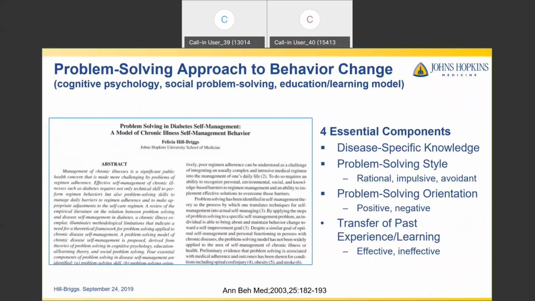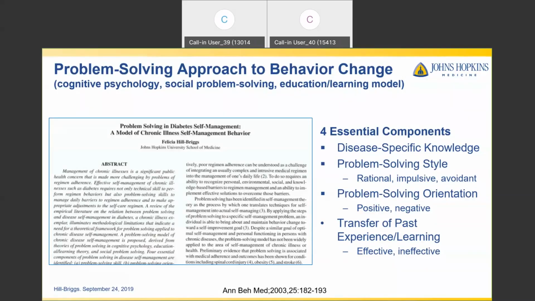And so why problem solving? Back to the fact that there's basic behavioral science that underlies our work. Problem solving is a long-standing, evidence-based approach to behavior change, and it originated in several of the fields of psychology, cognitive psychology, social problem solving. It's a part of education and learning models. And I published what some people call a treatise, 2003, time passes quickly, about problem solving as a model for chronic disease self-management, using diabetes as an example.